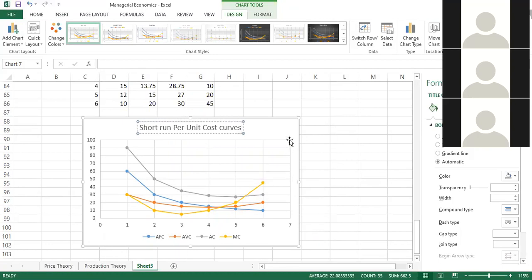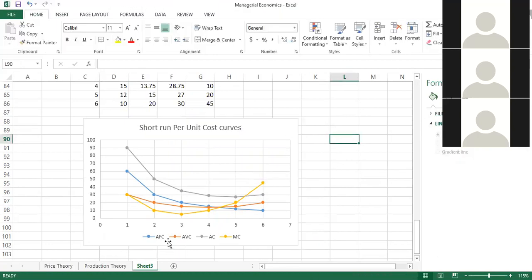Because AFC means fixed cost per unit. AVC means variable cost per unit. Average cost means total cost per unit. And marginal cost is the change in total cost per unit change in output. That's why these are called per unit cost curves.